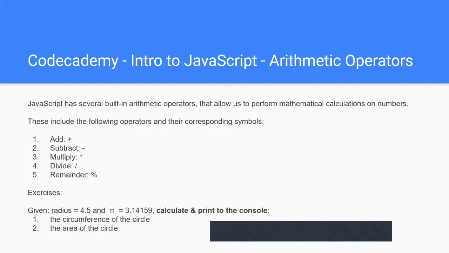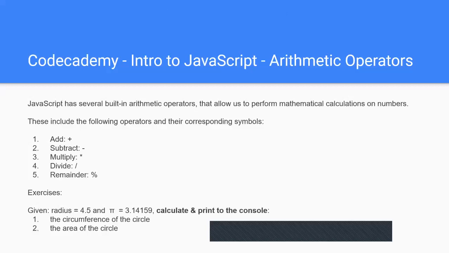JavaScript has several built-in arithmetic operators, and they allow us to do math on numbers. These include the following operators and their symbols: add, subtract, multiply, divide, and remainder.